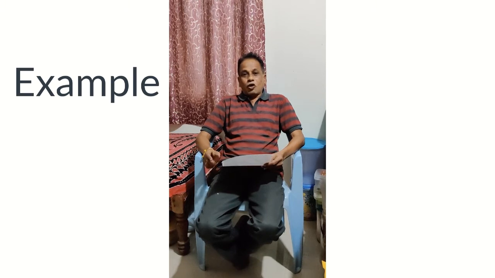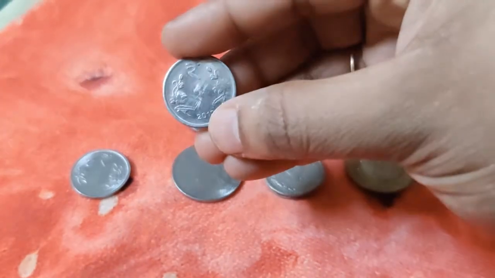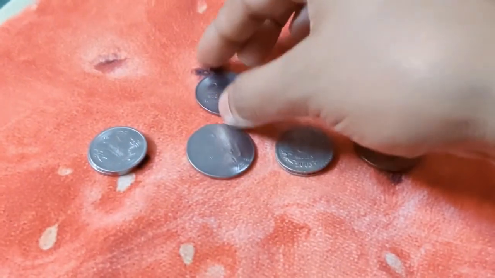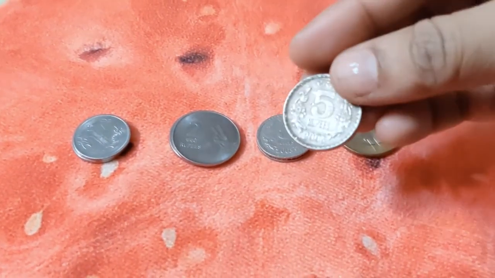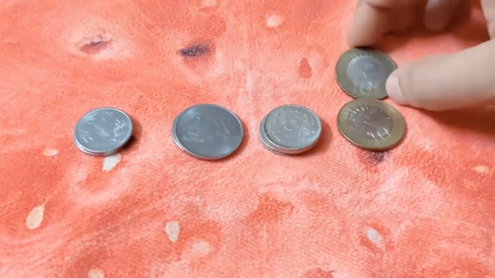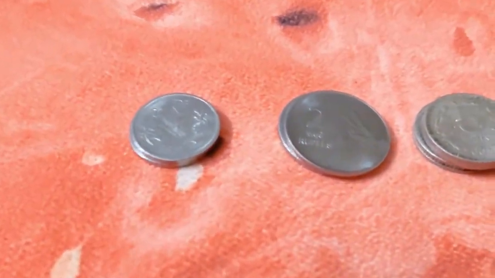For example, we shall take coins, which you have seen already in your daily life. Take a pair of coins: 1 rupee coin, 2 rupee coin, 5 rupee coin, 10 rupee coin. Now place 1 rupee coin with another 1 rupee coin, one above the other. Similarly, place the 2 rupee coin, 5 rupee coin and 10 rupee coin one above the other. You will see that they exactly fit one another.